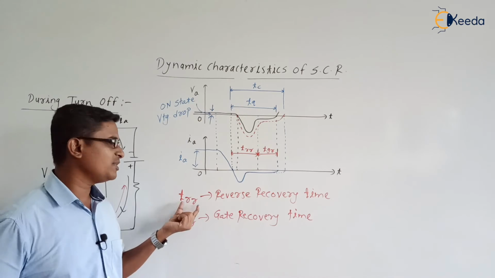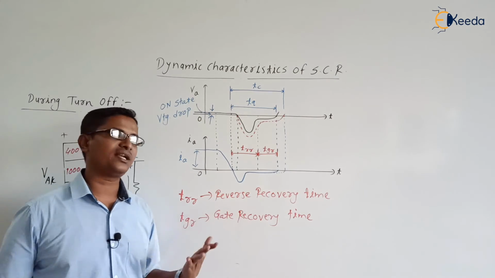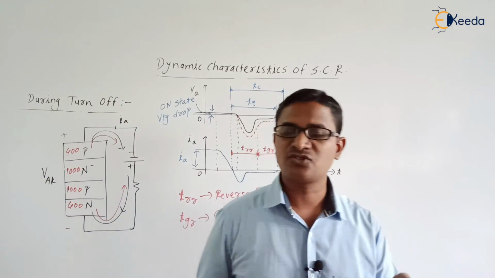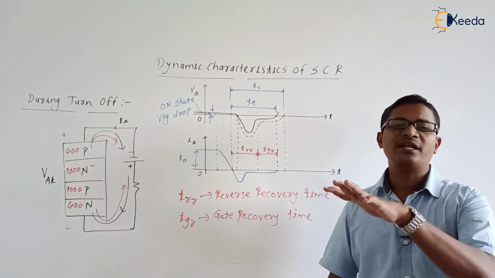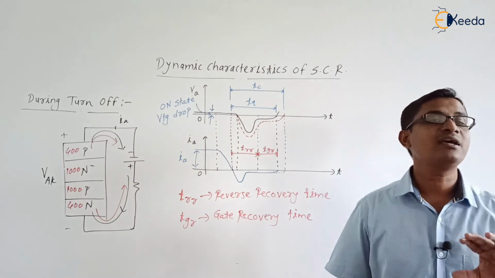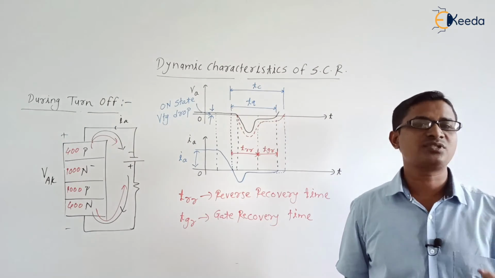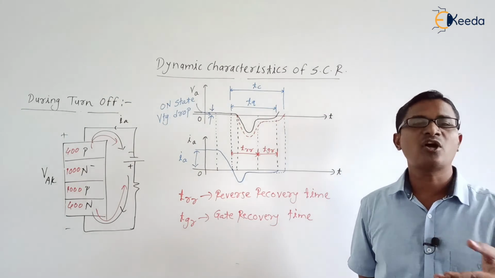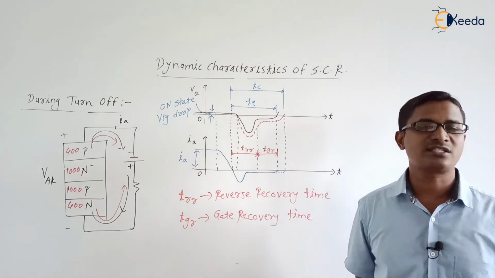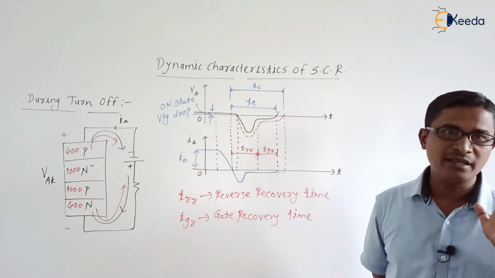TRR means reverse recovery time, TGR means the gate recovery time. TRR is related with the removal of added charge carriers from the outer two layers by maintaining reverse voltage. TGR, that is the gate recovery time, is related with the removal of added charge carriers from the inner two layers by recombination.